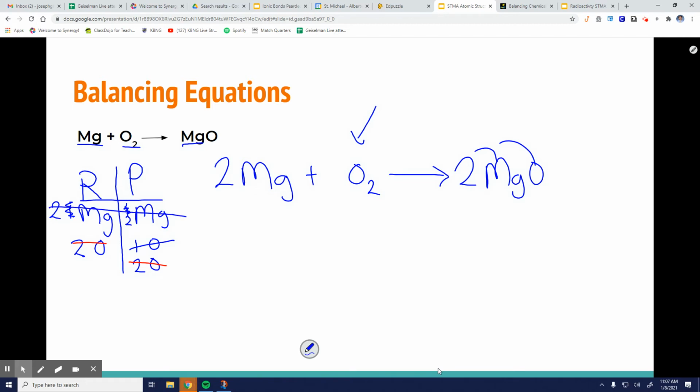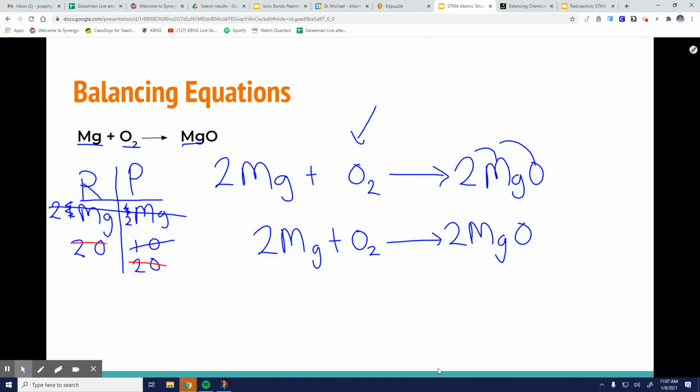And our new balanced chemical equation is 2 magnesium plus O2 gives us 2 magnesium oxide, MgO. And that is a balanced equation.